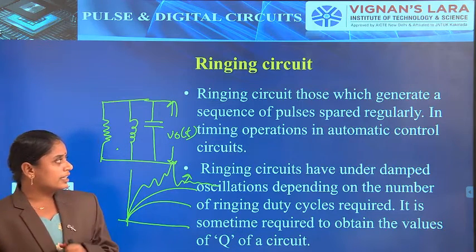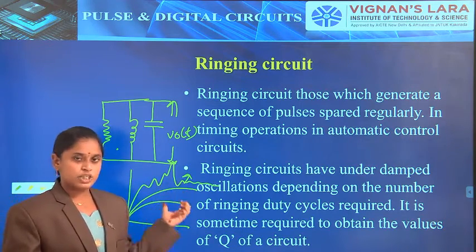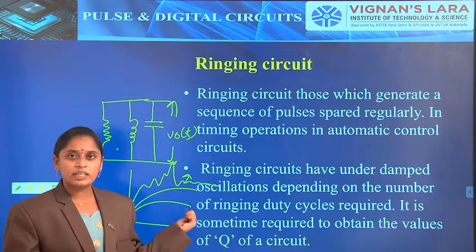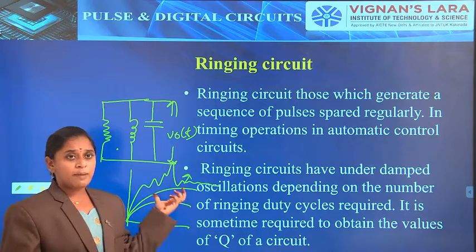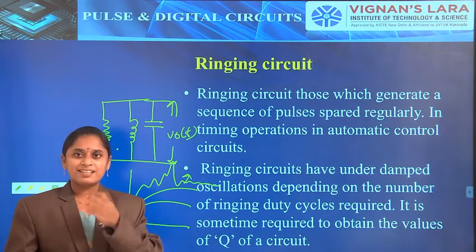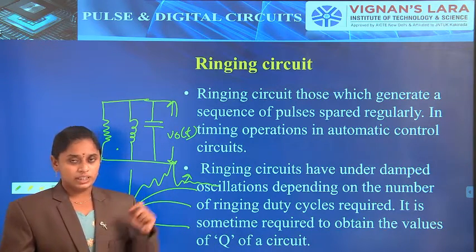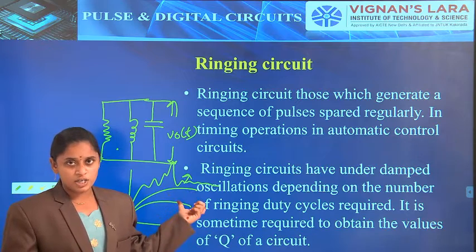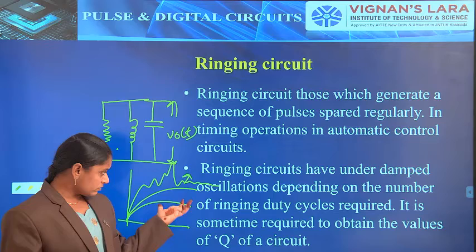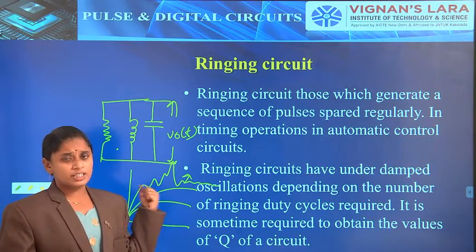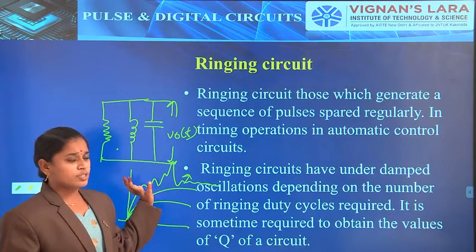Generally, for the ringing circuit we have different conditions: the underdamped condition, overdamped condition and critically damped condition. Only in the underdamped condition can it act as a ringing circuit. In this condition only it produces the oscillations, and that's why in this particular condition it produces the ringings.